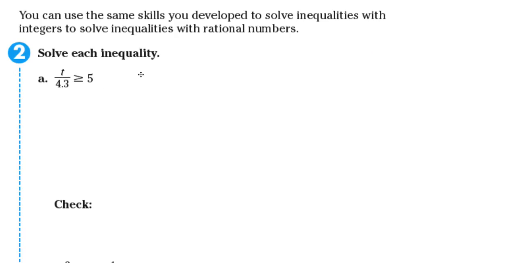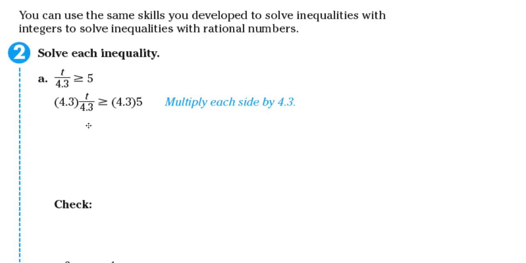You can use the same skills you developed to solve inequalities with integers to solve inequalities with rational numbers. So we want to solve this inequality, t over 4.3 is greater than or equal to 5. Again, just like an equation, we need to isolate the variable t. Since this is a division operation, we need to undo 4.3, and in undoing division, we need to multiply. So we need to multiply both sides by 4.3 to make the coefficient of our t equal to 1.